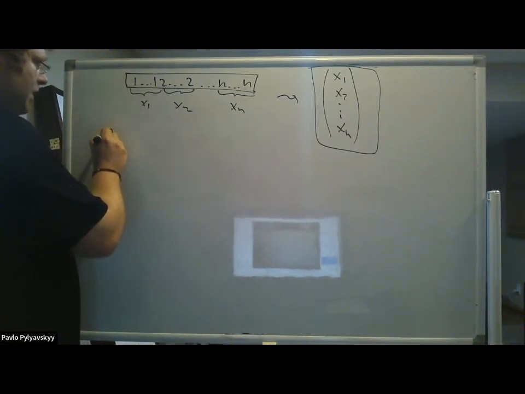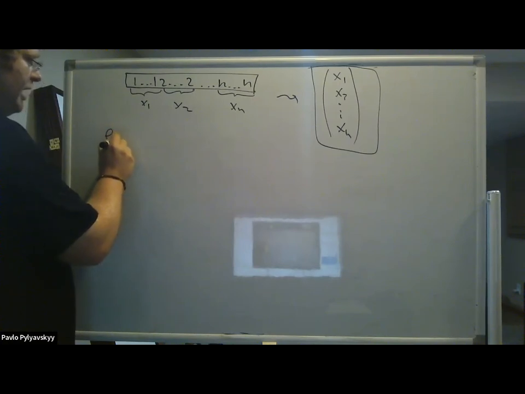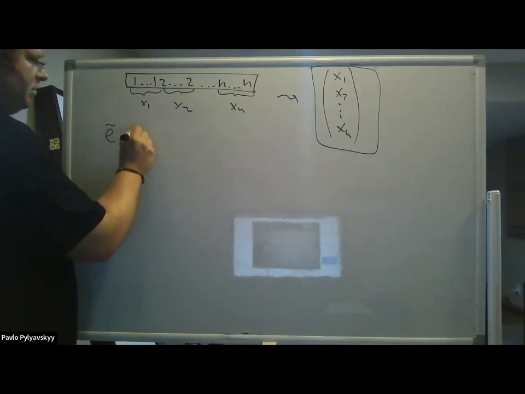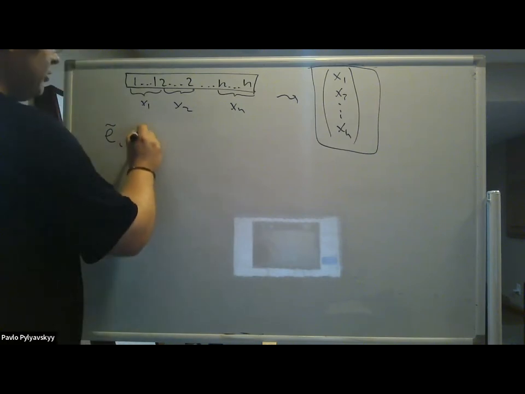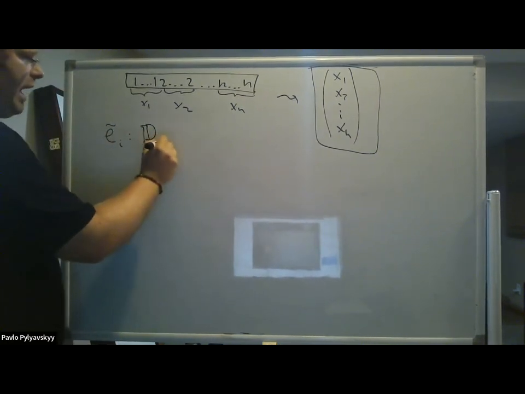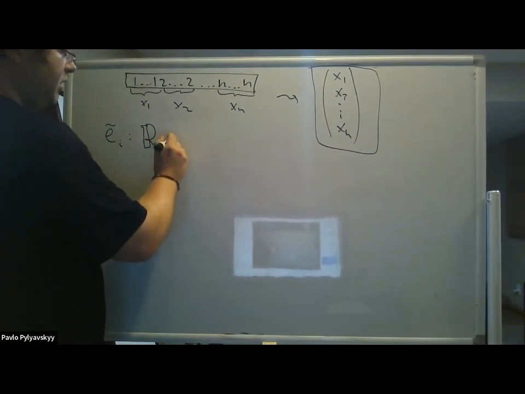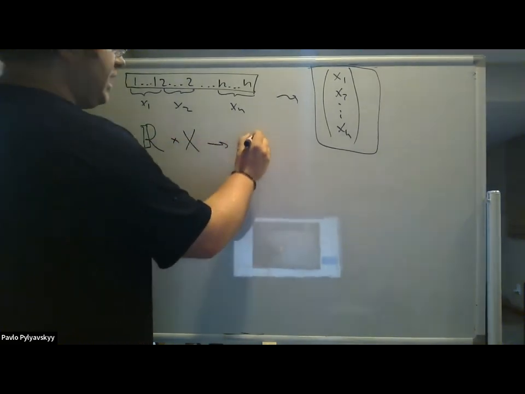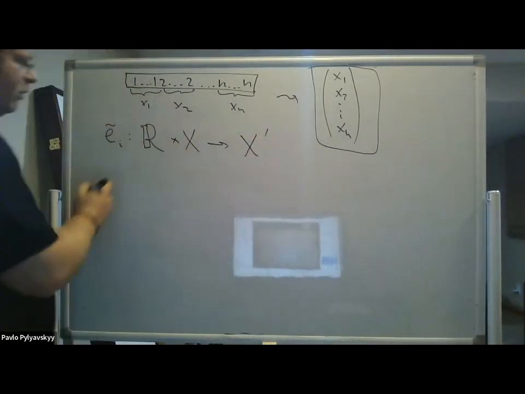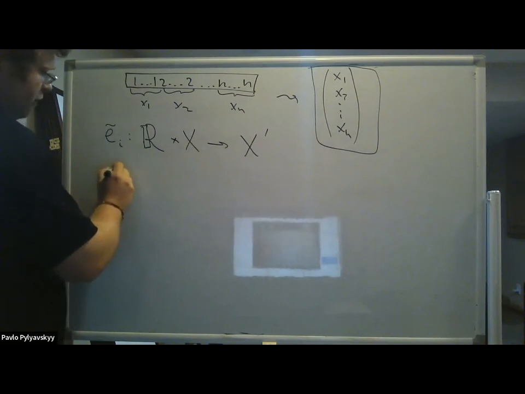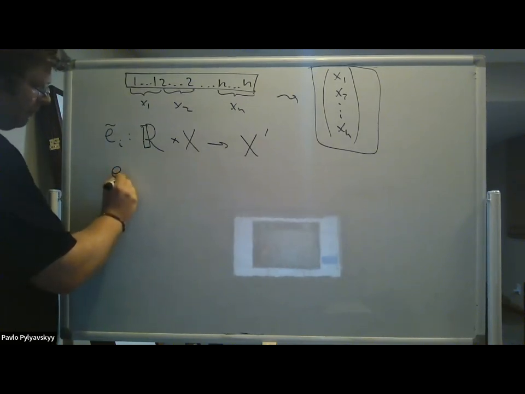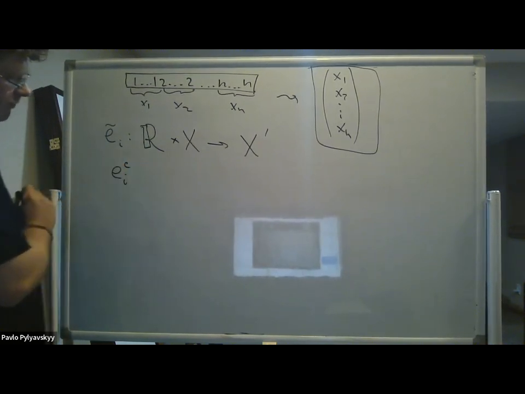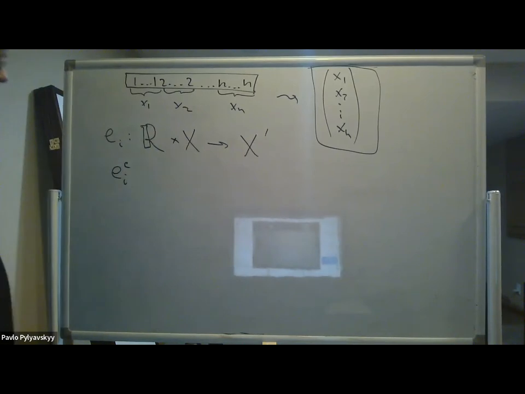What we will be acting on: operator Ei tilde will take a real or a complex number and some point in the crystal, and it will produce another point in the crystal. So what do I mean by that? We will have an additional parameter. We will have Ei^c. Let's just forget tilde.